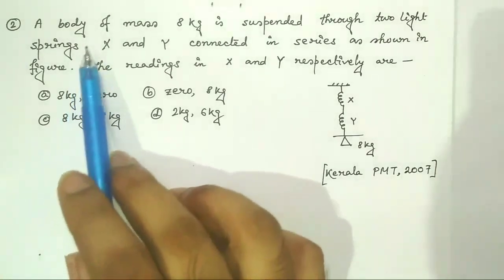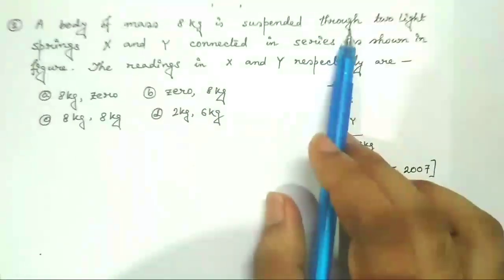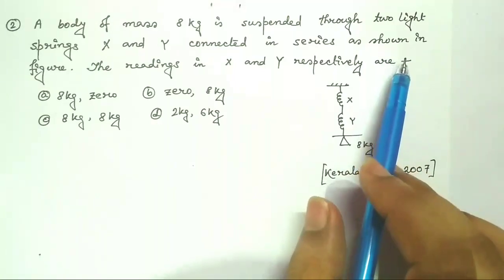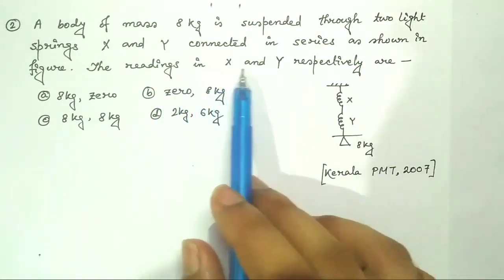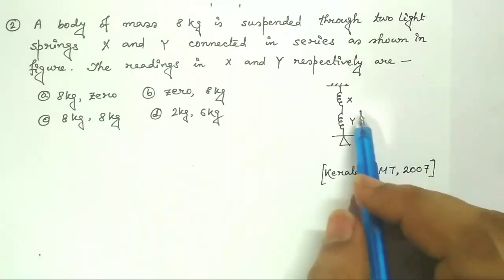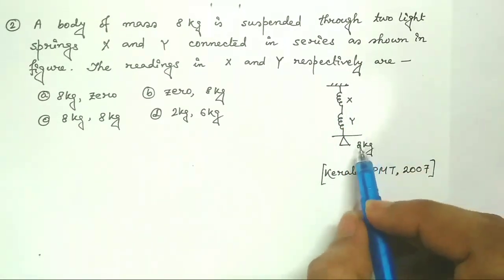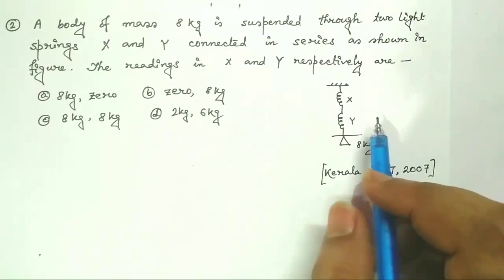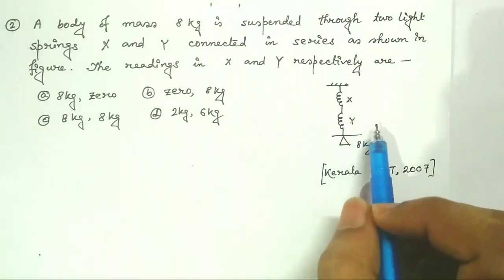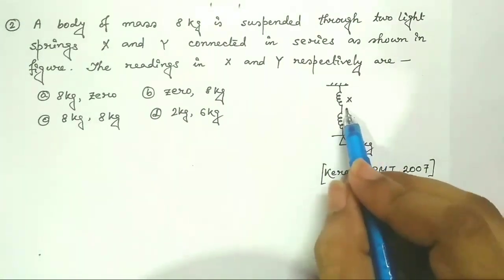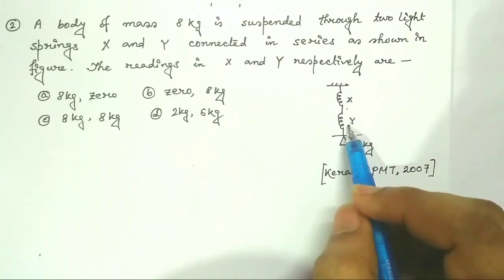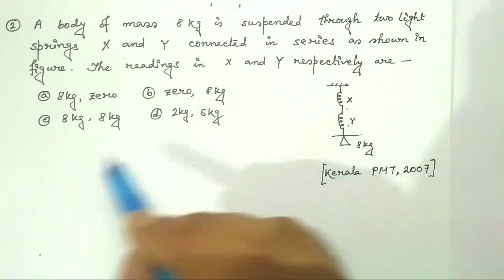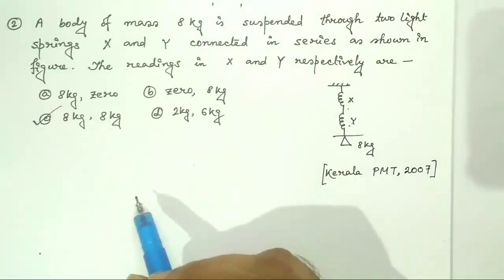Next question. A body of mass 8 kg is suspended through two light springs X and Y connected in series as shown in the figure. The readings in X and Y are respectively. These are two springs X and Y and a mass of 8 kg is suspended from them. Now, the question is what will be the reading of X and Y? We see that X and Y have negligible mass. Hence, both the spring balances read the same force, 8 kg and 8 kg. So, option C is the right answer.